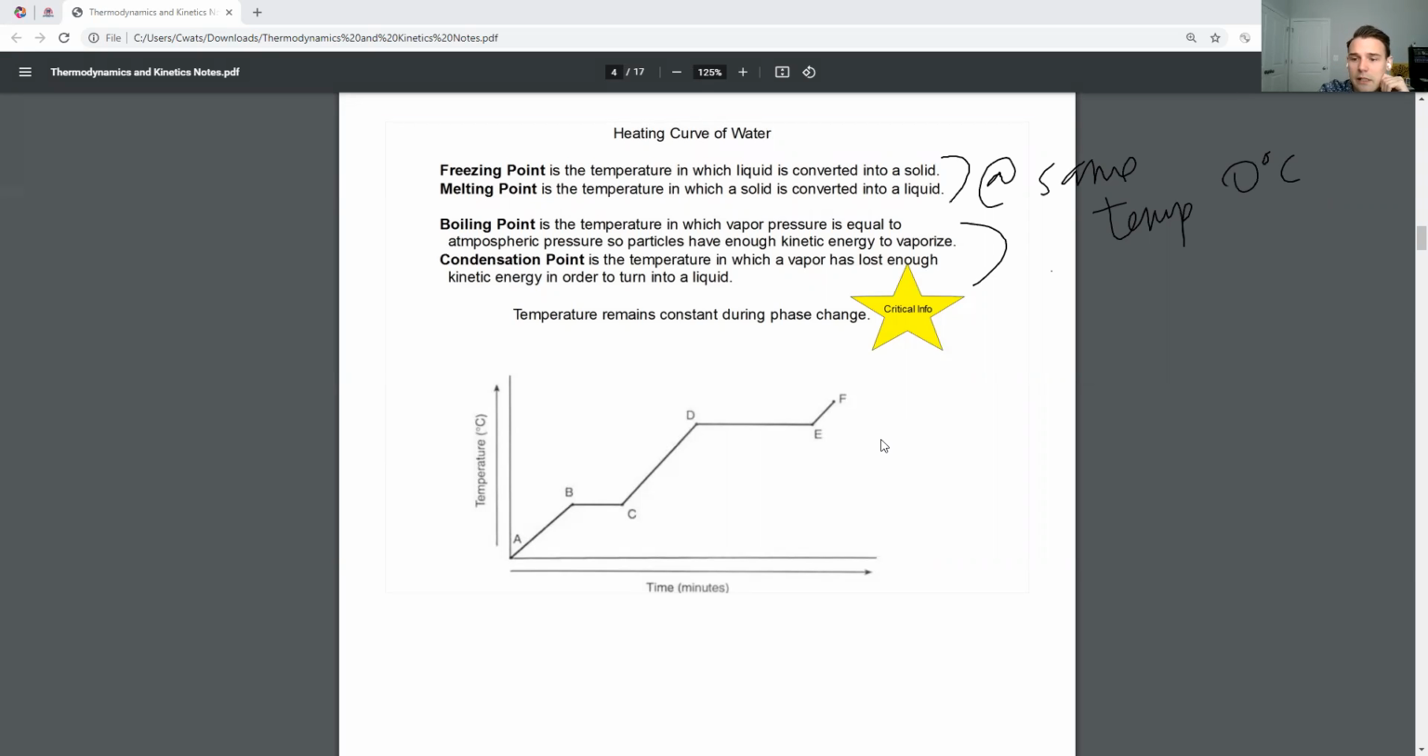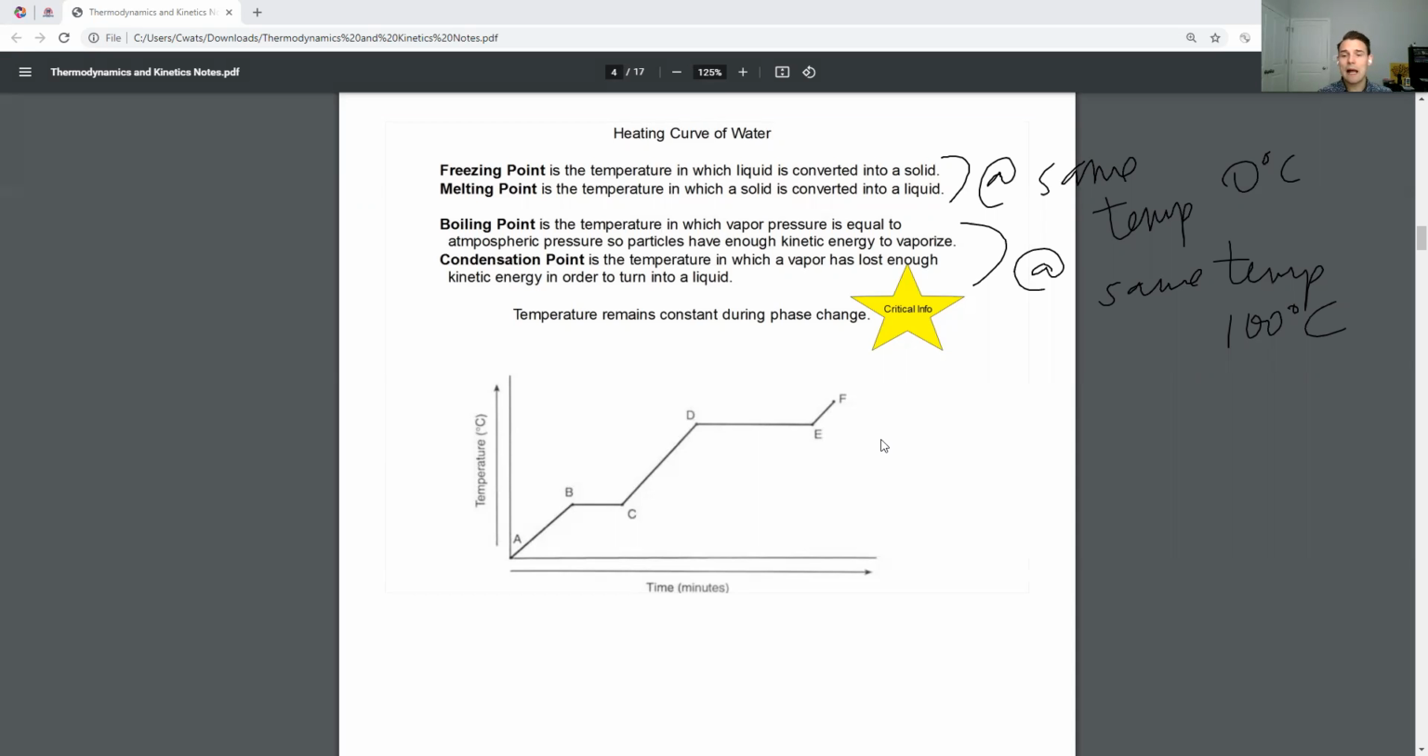The boiling point and condensation point are at the same temperature, which we know to be 100 degrees Celsius. It's just whether the energy is going in for it to melt or boil, or coming out for it to freeze or condense. Boiling point we know is the temperature at which vapor pressure is equal to atmospheric pressure. Condensation point is the temperature at which the vapor has lost enough energy to turn into a liquid. Super important with these heating curves: temperature remains constant during a phase change.